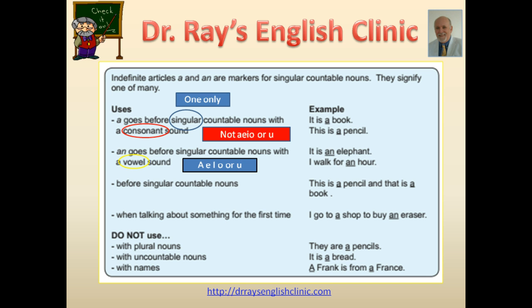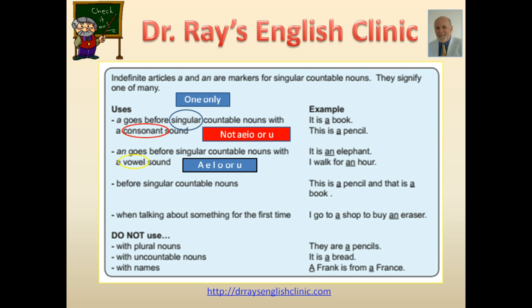Yes, the elephant is singular. Doesn't mean he's not married. He might be. But an elephant, one elephant. And the sound is a vowel sound. It is an elephant. Now watch this one. I walk for an hour. Although hour starts with the letter H, the sound of hour is like "our." So therefore it is a vowel sound.